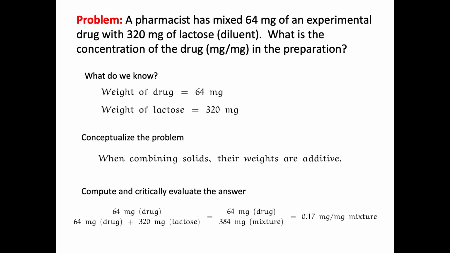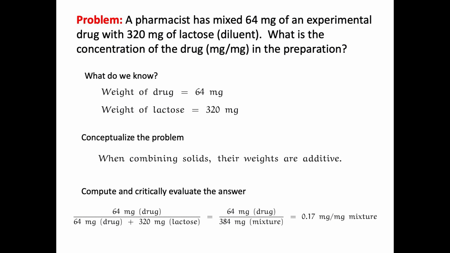So when we conceptualize the problem, we need to understand what we're solving for is the concentration of the drug in the total mixture. And we need to remember that when combining solids, their weights are additive. So what I don't know is the combined weight of the mixture when we add both the drug and the lactose together. I'll need that to be able to actually solve for the problem.